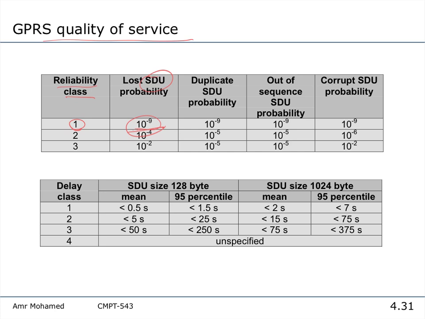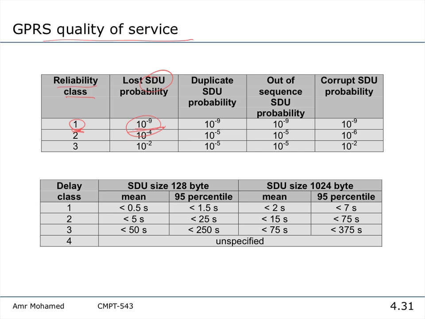So if a mobile station requires very high reliability, I assign this mobile station to class 1. Of course, each of these classes has a different price and different billing methods and so on and so forth.